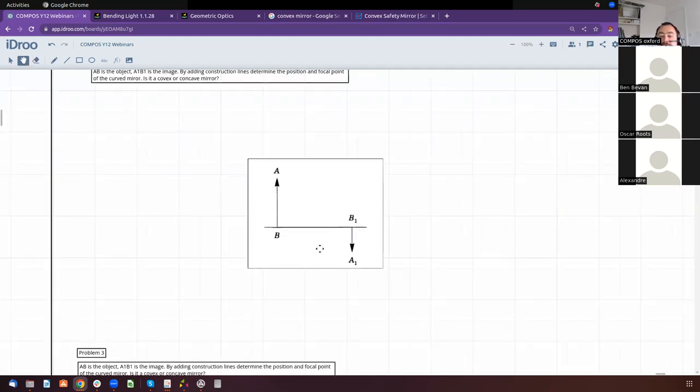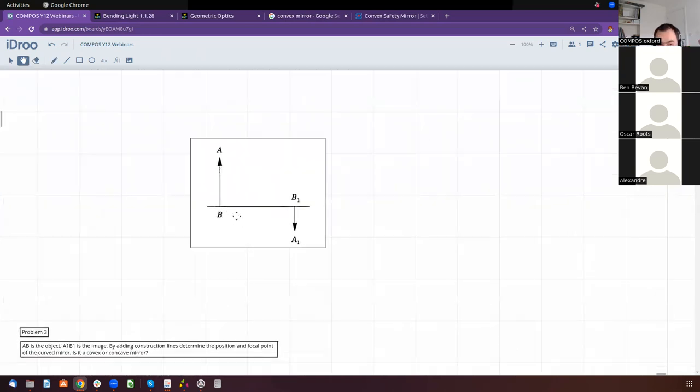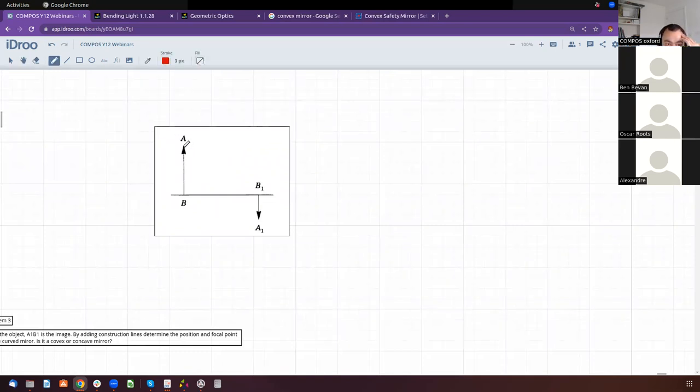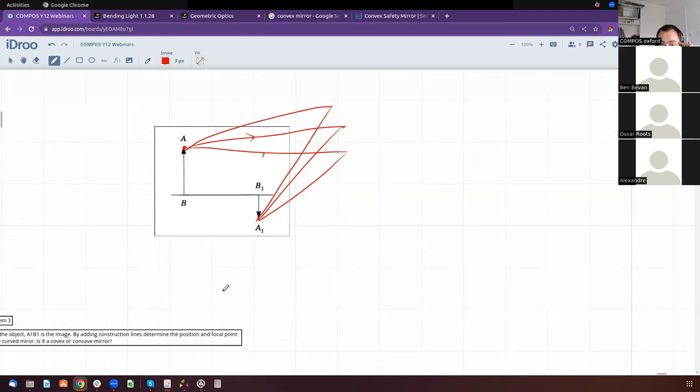So when we say that A1B1 is an image of AB, that means rays of light originating from A bounce off a mirror. We don't know where the mirror is, and they go through A1. Well, only the ones that can reach the mirror, of course. We're not talking about rays that are going this way. They can't bounce off the mirror because there's no mirror, so it doesn't return to B. But any light from A bouncing from the mirror will pass through A1. So if there is another ray like this, it has to bounce like this. If there's another ray, it has to bounce like this. You can kind of see where I'm going with this.